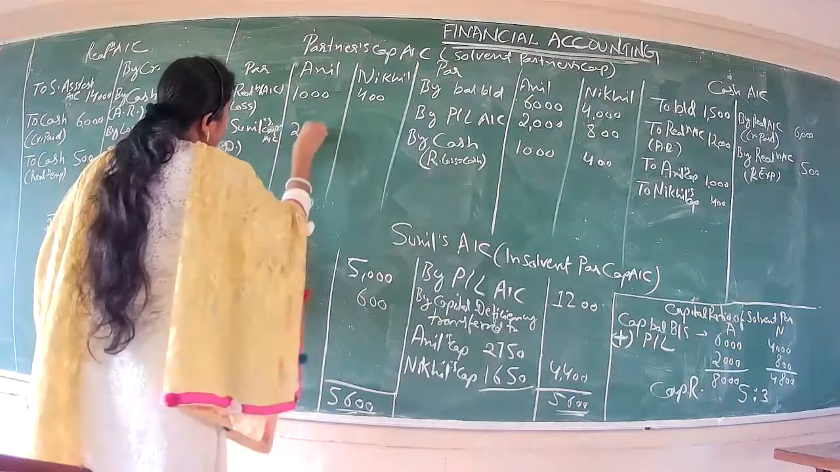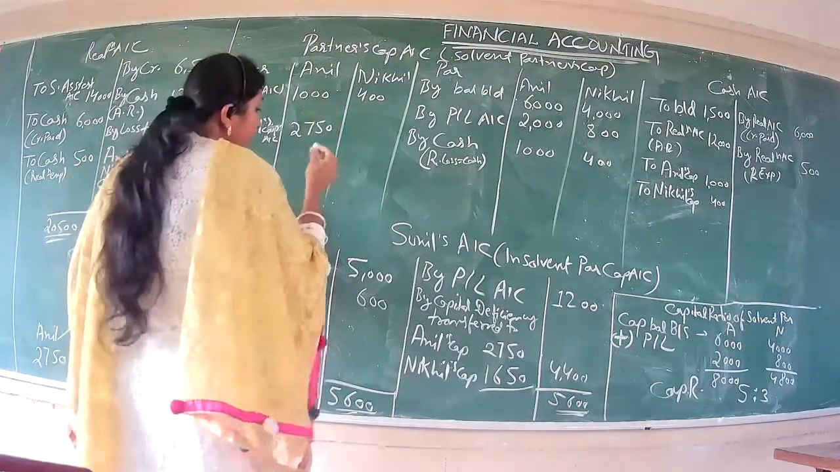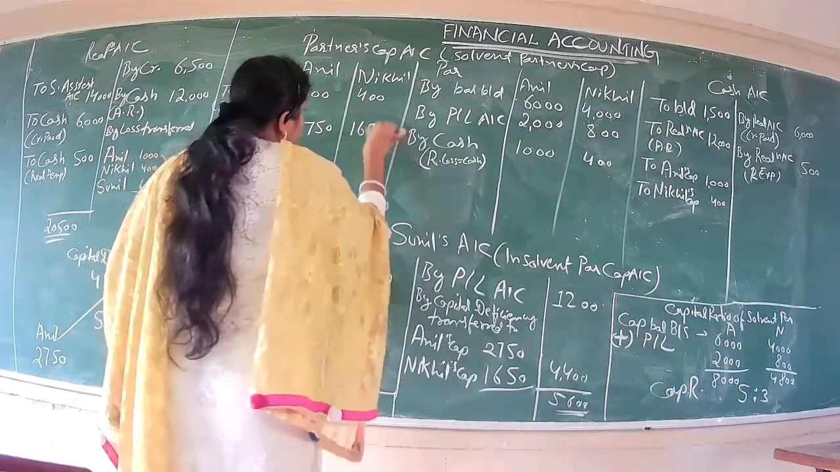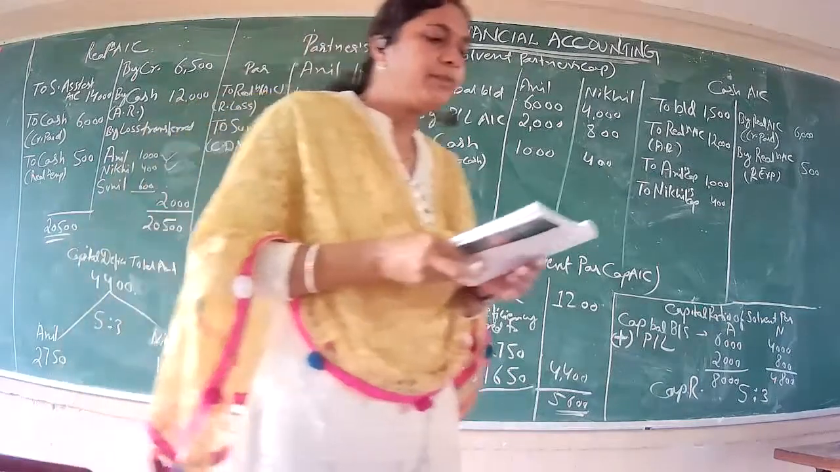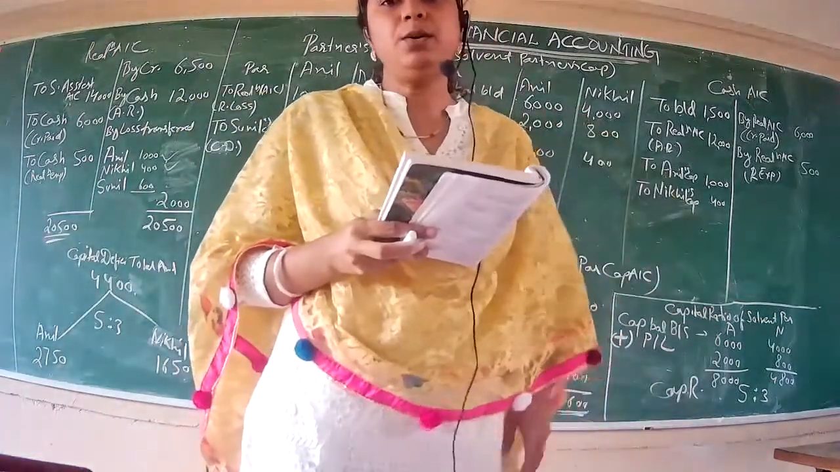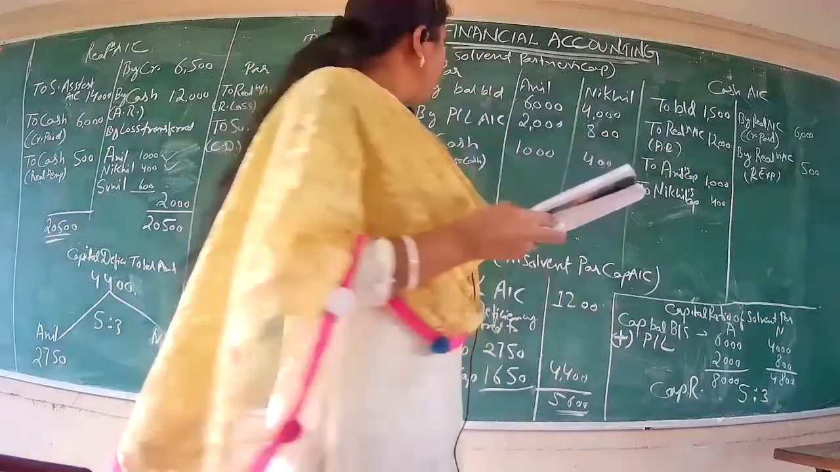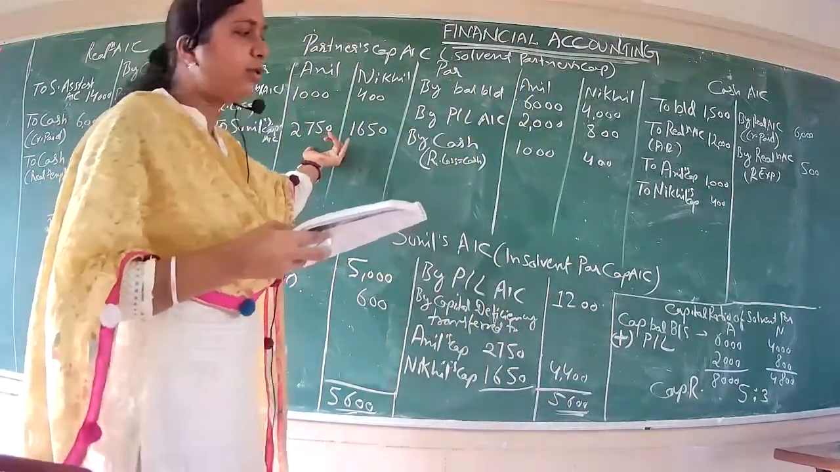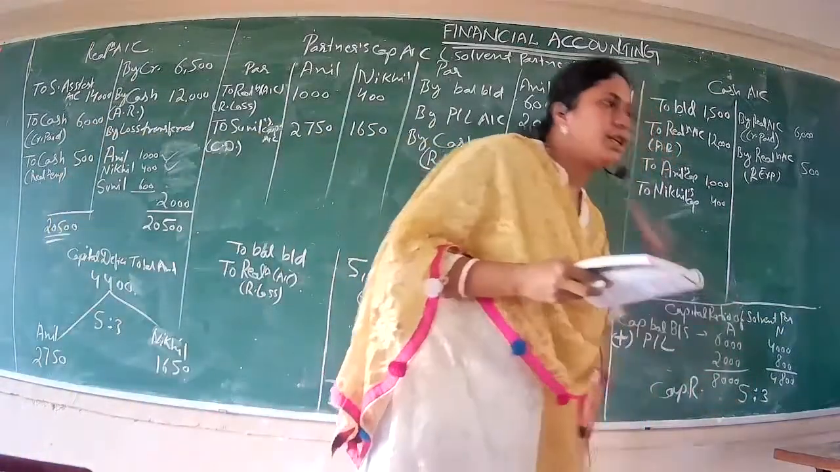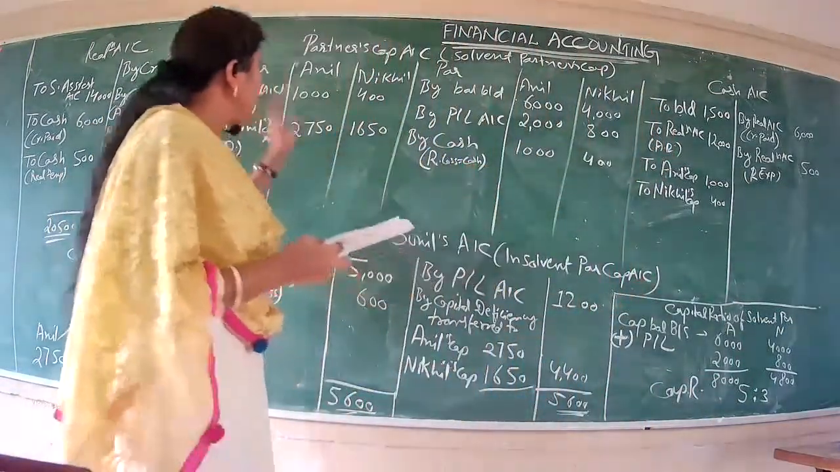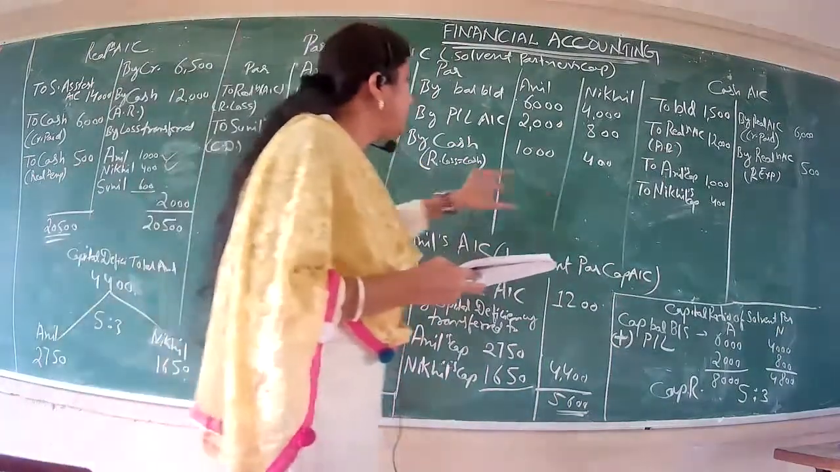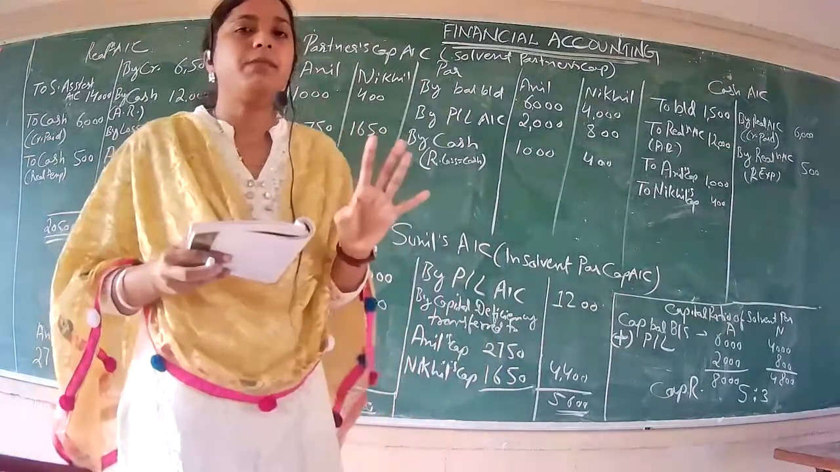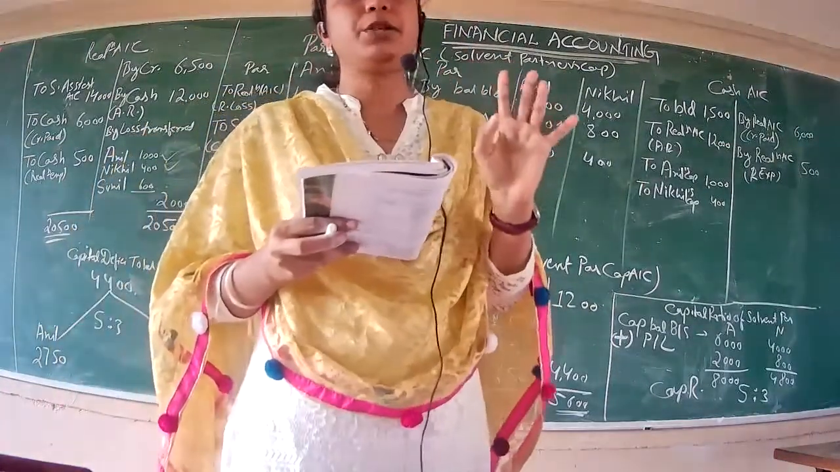How much have they shared? Anil has not shared, borne. Anil has borne the 2,750 and Nikhil has borne the 1,650. Fine. So all entries are now over. You brought the cash also and you shared the capital deficiency also as per the capital ratio. So now, the next step is what? Now we have to close the partners' capital accounts and finally calculate how much cash they should get from the firm on the dissolution of that partnership firm.